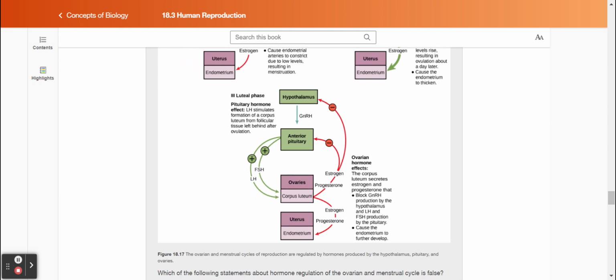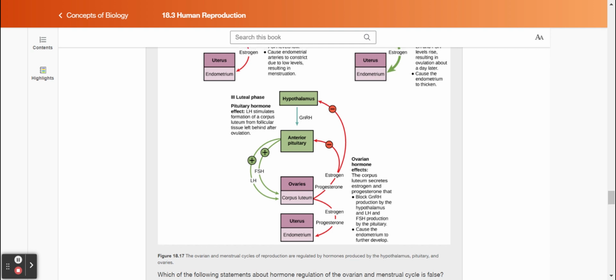Figure 18.17. The ovarian and menstrual cycles of reproduction are regulated by hormones produced by the hypothalamus, pituitary, and ovaries.